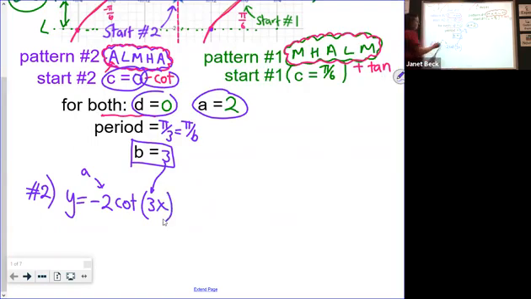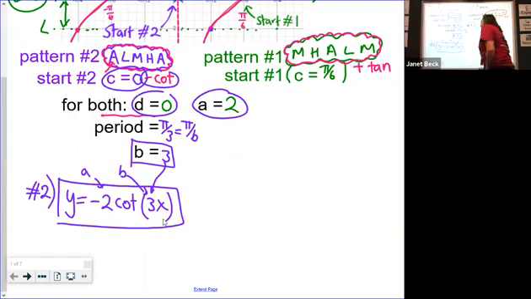Okay. This was A, this was B, and for number 2, my C was 0, and for both of them, D is going to be 0. So that's the equation I want for start number 2. Let's look at the equation for start number 1.